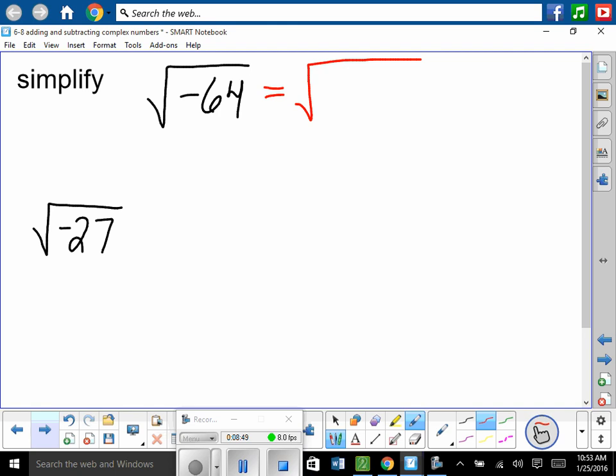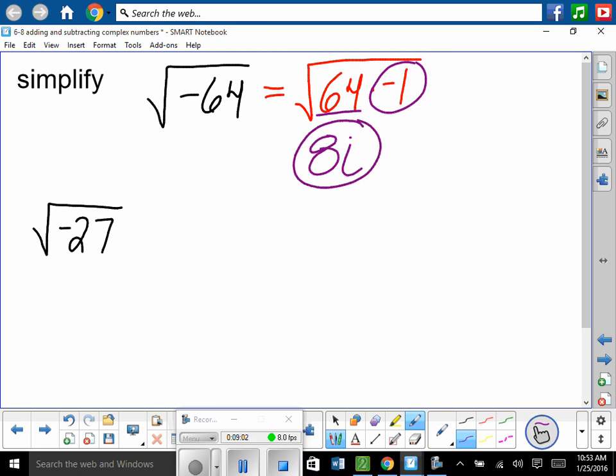So remember that negative 64 is the same thing as 64 times negative 1. Then we break it down in pieces. What's the square root of 64? 8. What's the square root of negative 1? i. So 8i is our answer. Okay, what about this one?